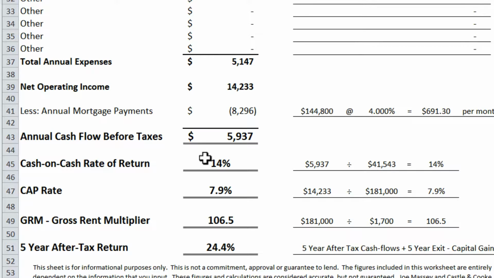Now, we do have some metrics down here that we're going to look at to see, is this a good deal or a bad deal? First off, we've got cash on cash rate of return. Charles, tell us about that. What exactly is the cash on cash rate of return? Well, the great news is you actually have it here. So the cash on cash is your annual cash flow before taxes divided by the amount of money you actually put into the property to close on the property. So in this case, it's the $5,937, which is what you made, your net cash flow before taxes, divided by the check that I wrote at the closing, $41,543, or my client in this case, and that's 14%.